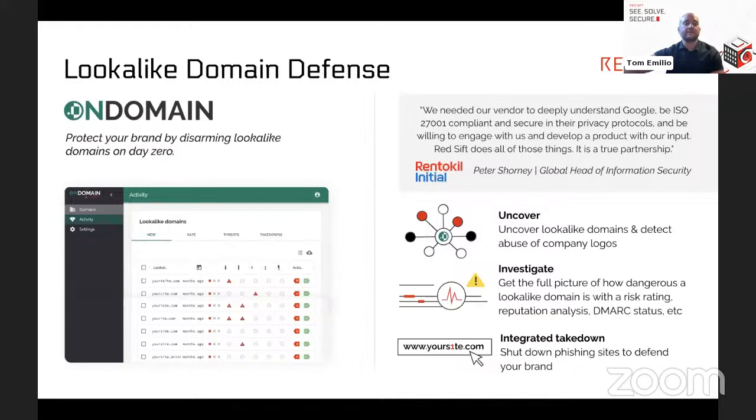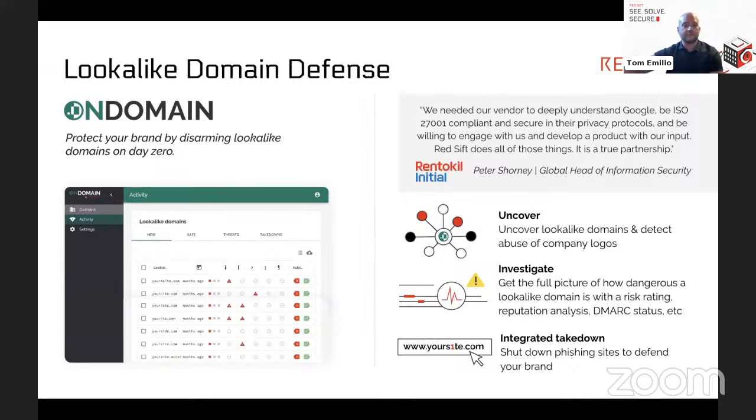Ultimately, we break this concept down into 3 pillars. We have uncover, right? So let's find and identify those lookalike domains. Are any of those lookalike domains also using your logo, right? We have this really cool logo engine that we'll look at to basically pair up a lookalike domain that is also already using your logo, which of course is for some malicious or nefarious reasons.